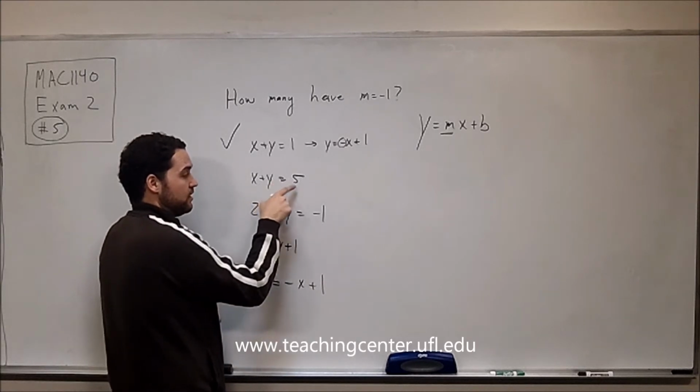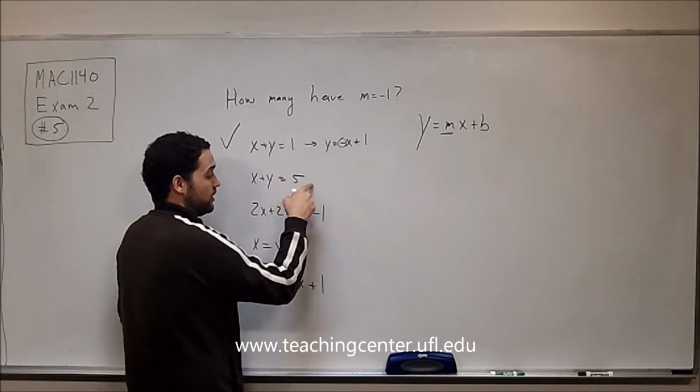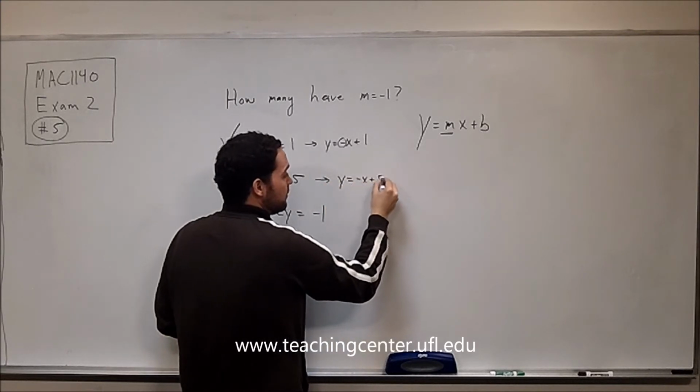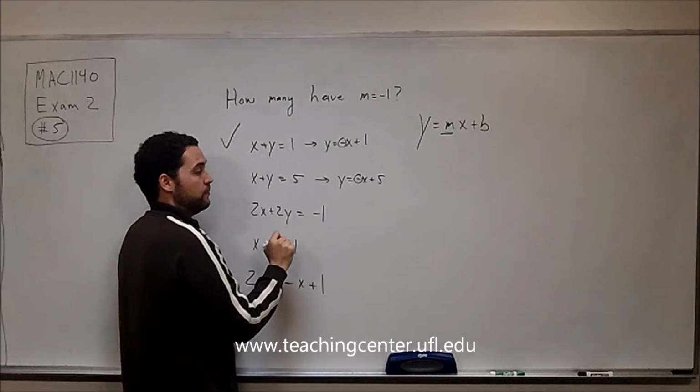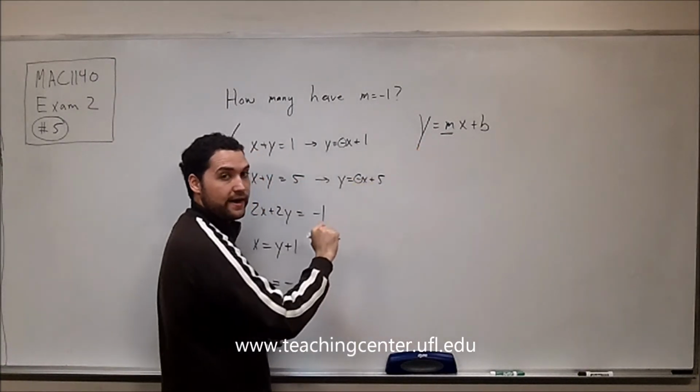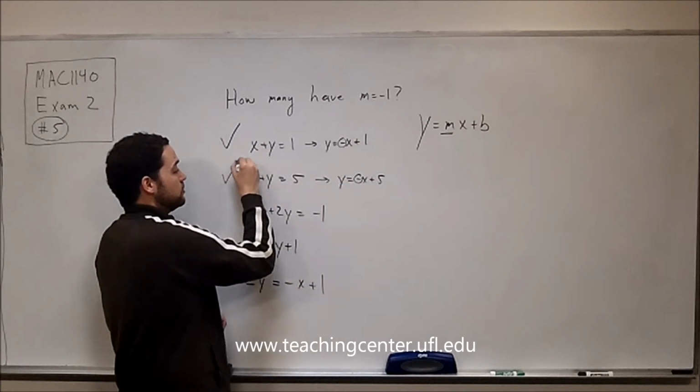Here you could just subtract the x over and get a -x. So that's just going to give you y = -x + 5, and you still end up with a slope of -1. The only difference was a 1 and a 5, but those are just representing what the b term is, your y-intercept. So this checks out.